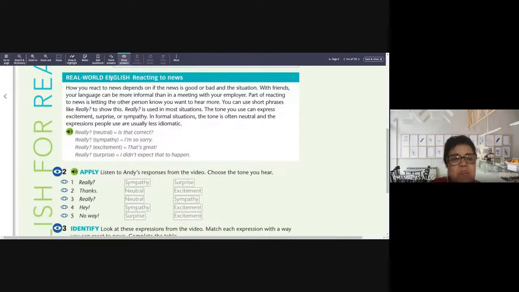So real world English, reacting to news. That's the focus, people. So how do we react to news? In many different ways. It all depends on the kind of news that we get and also the relationship we have with the person we are talking to. So let's take a look here. How you react to news depends on if the news is good or bad or the situation. So many factors.